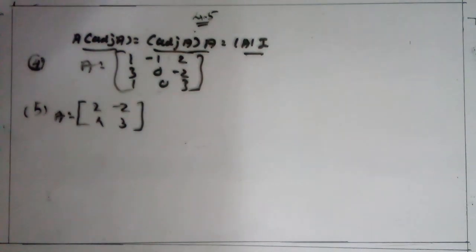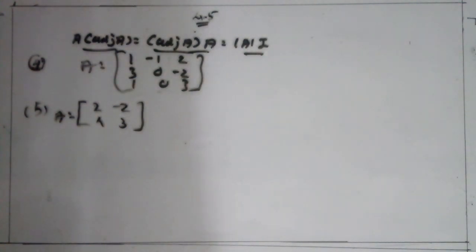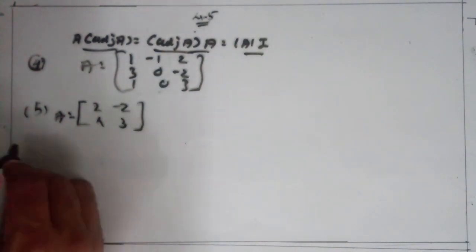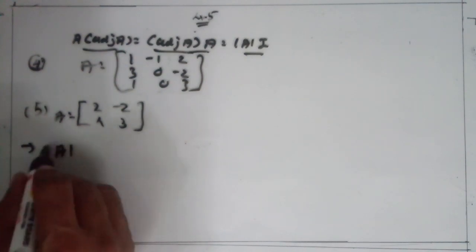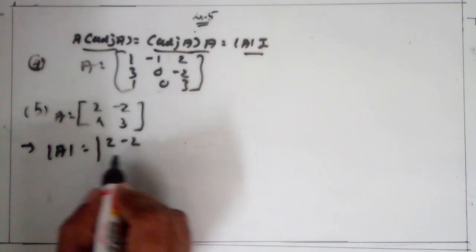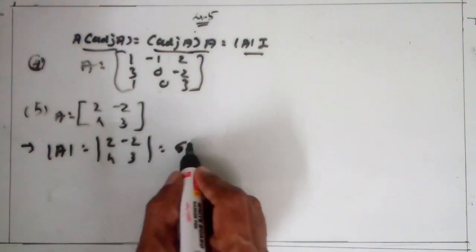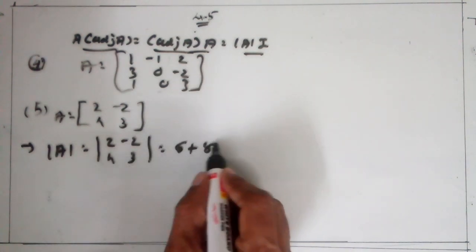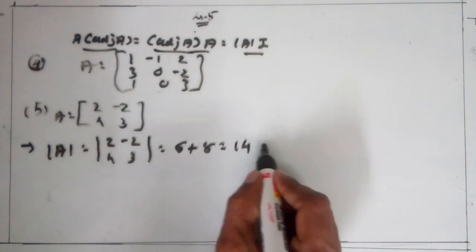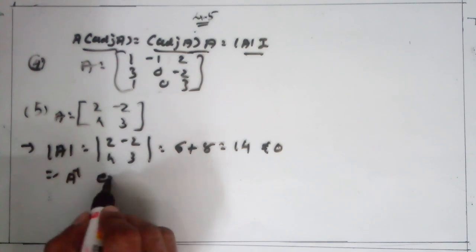Denote the given matrix by A. We know that if determinant of A is not equal to 0, that is A is a non-singular matrix, then A inverse exists. So first we check whether determinant of A is equal to 0 or not. Here determinant of A is equal to 2, minus 2, 4, 3. So it is equal to 3 into 2, 6, minus minus, plus 4 into 2, 8, is equal to 14, not equal to 0. Therefore A inverse exists. Clear?